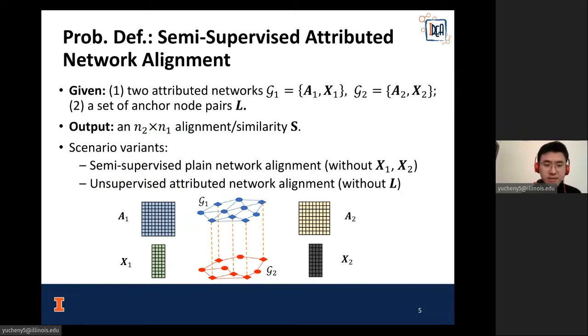We can have different scenarios for this task. For example, if we do not have the attribute matrix X1 and X2, it turns into a semi-supervised plain network alignment. And if we do not have the anchor node pair set L, it turns into an unsupervised attributed network alignment task.